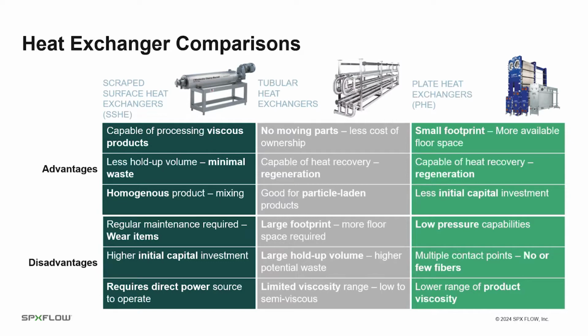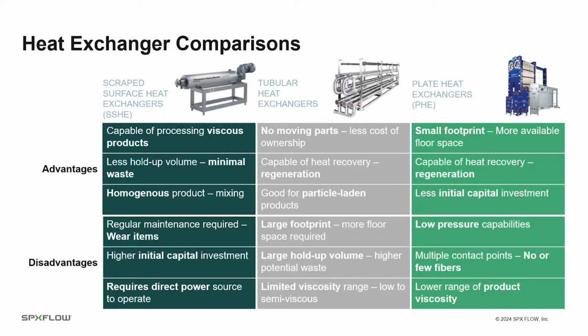The problem is its low pressure capabilities compared to the rivals in this presentation. Usually about 250 is the maximum. Also, there are multiple contact points. So you can have either no fibers or fewer fibers, because the plate would act like a big filter and eventually plug up, and then you'd have to disassemble it and clean it. Also, a lower range of product viscosity than the other classes. So you're into milks and juices and things like that.